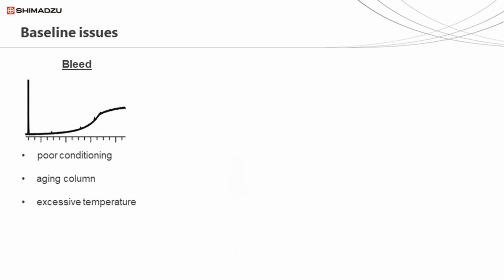Another class of common concerns with GC is the quality of the baseline. These fall into a number of different subcategories. High bleed is an effect that sees the baseline rise up towards the end of a sample run. All columns bleed to a certain degree, so this is not necessarily a problem. If the bleed is excessive, however, this can affect the accuracy of the results.